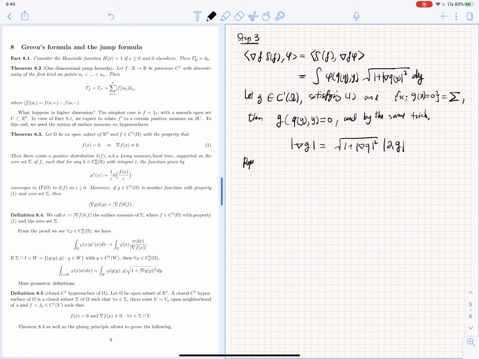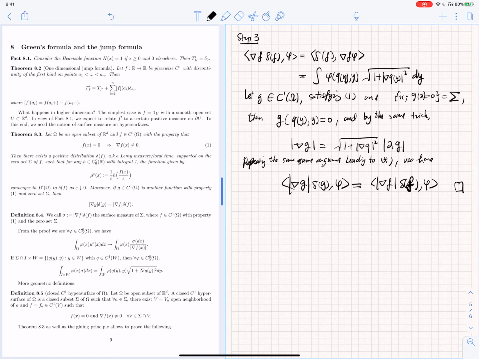So repeating the same argument leading to the star equation, we have the gradient of G delta G applied to phi equals the gradient of F Euclidean norm delta G delta F applied to phi, and both equal this quantity. And this finishes the proof.